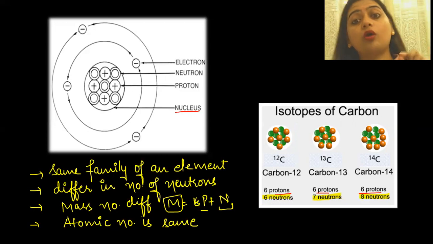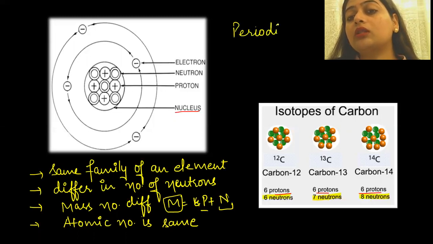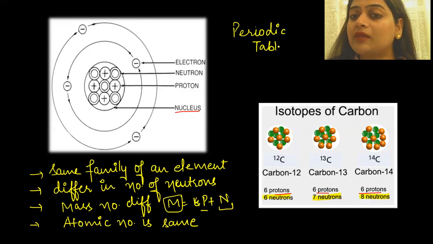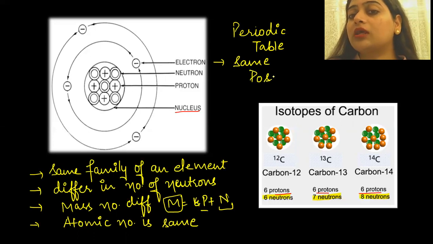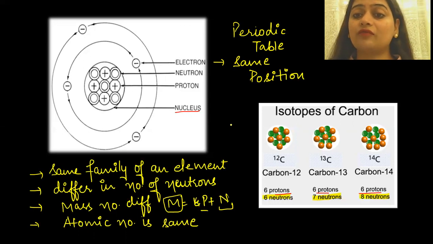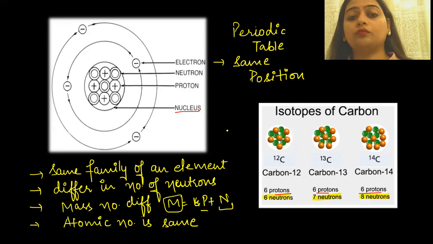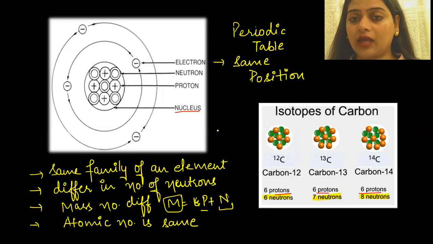So that means if I talk about the periodic table, they occupy the same position in the periodic table. But what is the difference? The difference is in their mass number. Now, although their mass numbers are different, that means they will have certain unique properties. Even a difference in a single neutron can change certain properties of the element.